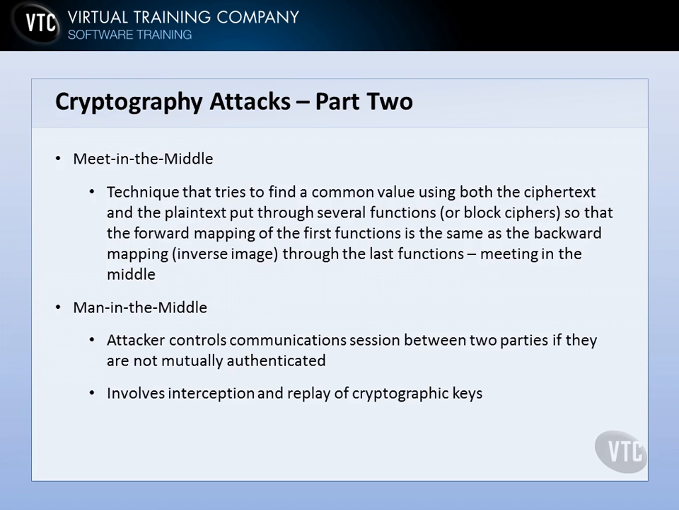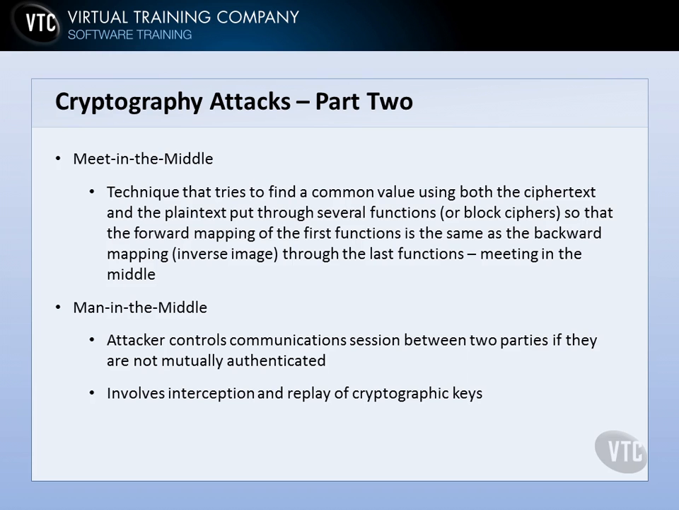There's also something called a meet-in-the-middle attack, and again, it's a mathematical technique. What it does is it tries to find a common value using both a piece of the ciphertext and a piece of plain text, and you put this through several different functions or block ciphers or other mathematical algorithms such that the forward mapping of the first function is the same as the backward mapping of the last function. Essentially you would meet in the middle. Now that's a very complex explanation for a cryptographic attack technique. And again, there's some math involved there, and I'm not going to go in depth on that. You don't need to know that for the exam.